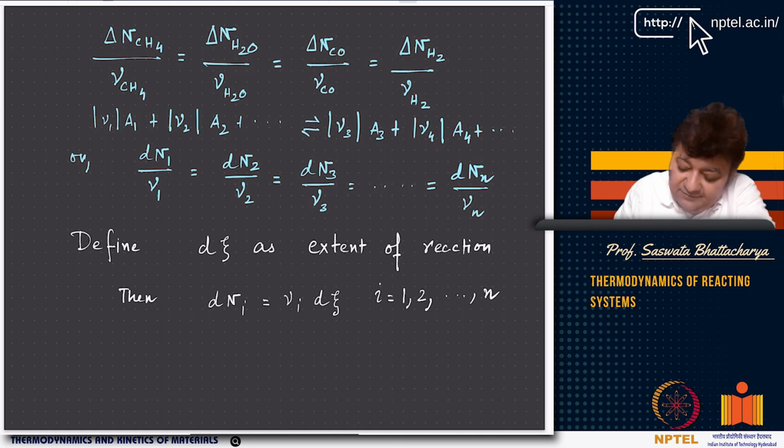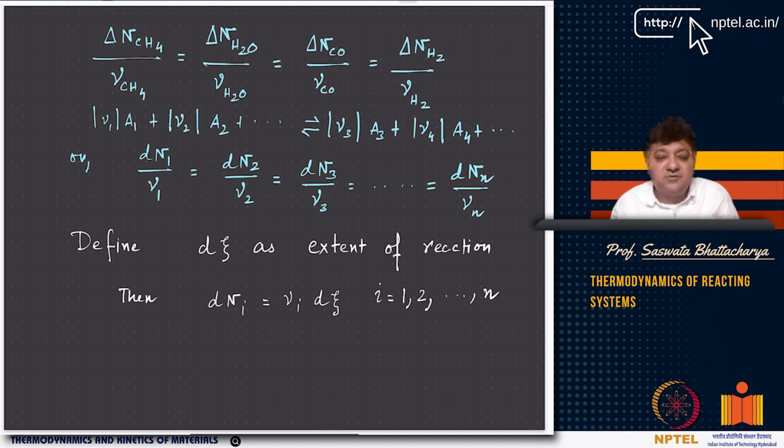So basically what we are telling is dN1 by nu1 equal to dN2 by nu2 equal to dN3 by nu3, right? The change in mole number divided by the corresponding stoichiometric coefficient: the change in mole number of species 1 normalized by the stoichiometric coefficient for species 1 is equal to the change in mole number of species 2 normalized by the stoichiometric coefficient of that species, right?